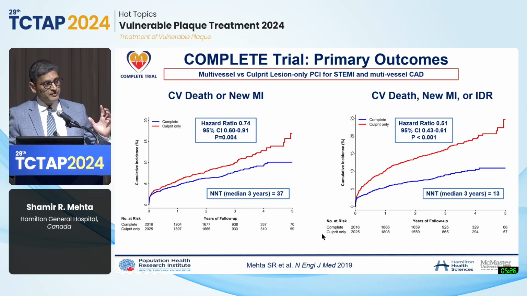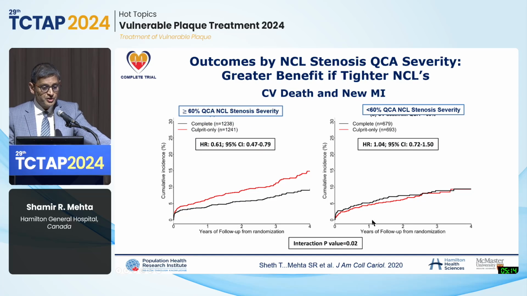So we know that if you just go ahead and do PCI on all lesions that are visually more than 70%, so this is an angiography-guided strategy, there's a benefit. We showed that in the COMPLETE trial. But what we also showed is that when you look at stenosis severity of the non-culprit lesion, almost all of the benefit, at least when we're looking at the first co-primary outcome, so this is not revascularization, this is just cardiovascular death or new MI, so this essentially is plaque rupture. When you look at that hard outcome, all of the benefit was in the tighter non-culprit lesions.